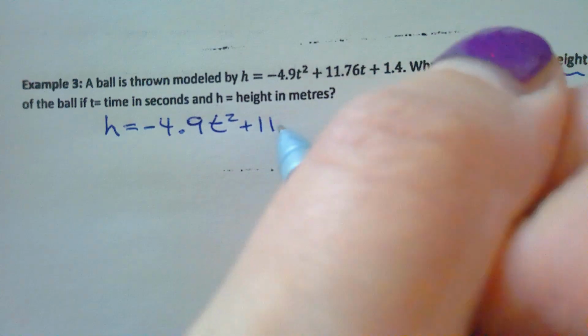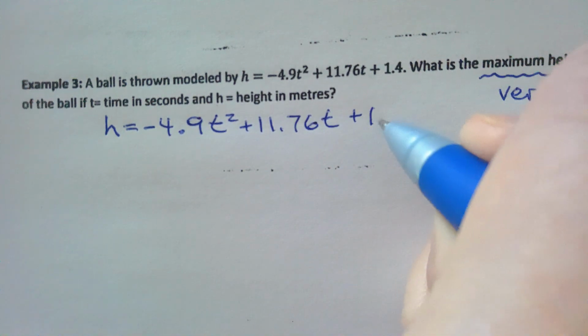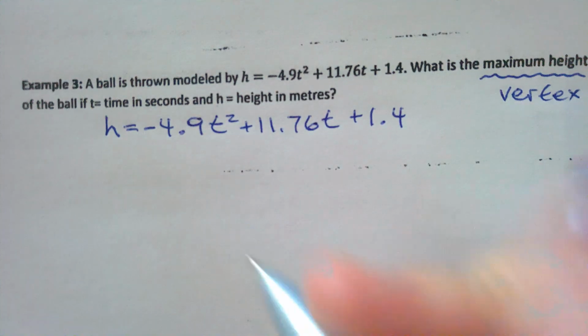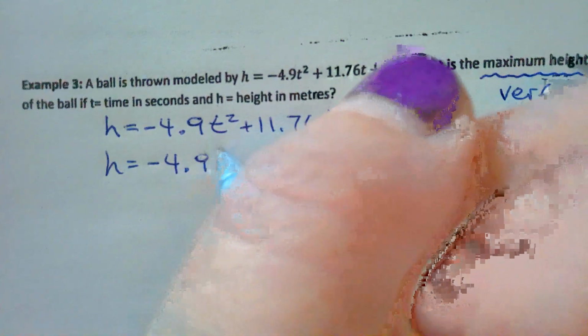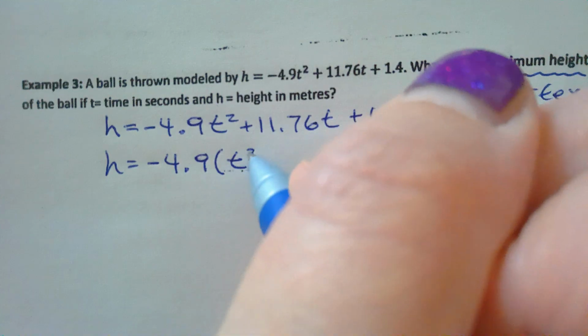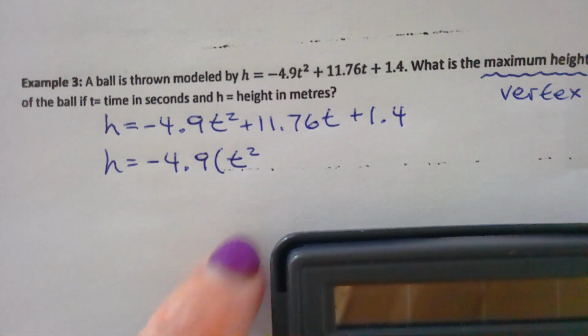So first step, is this in standard form? Good. First step, done. Second step, what is my second step? You take out the a. Good. Okay, what's my a value? Negative 4.9. Yeah, so I'm going to take out negative 4.9 from how many terms? Yeah, the first two.